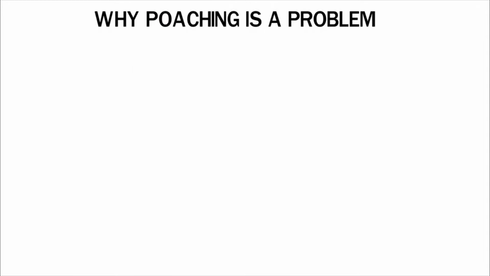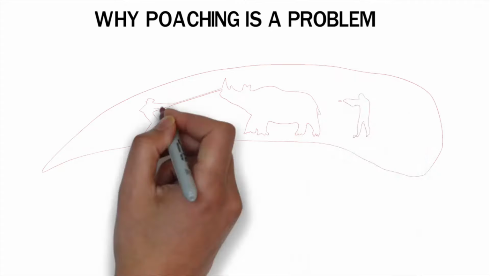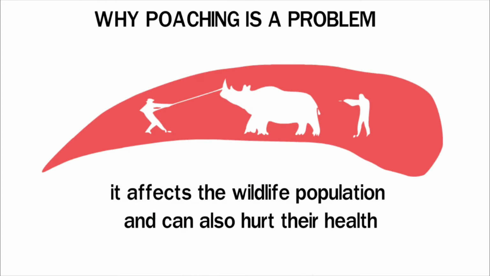Why poaching is a problem? Poaching has an effect on everything in the environment. People and animals are at risk because it affects the wildlife population and can also hurt their health.